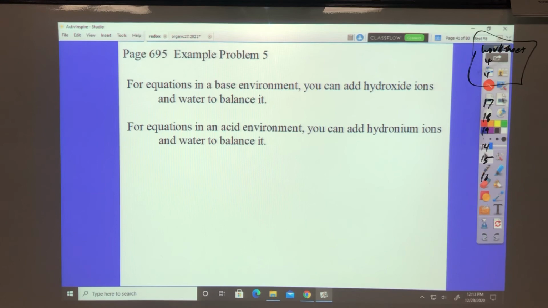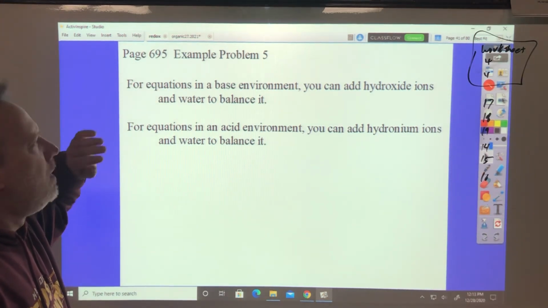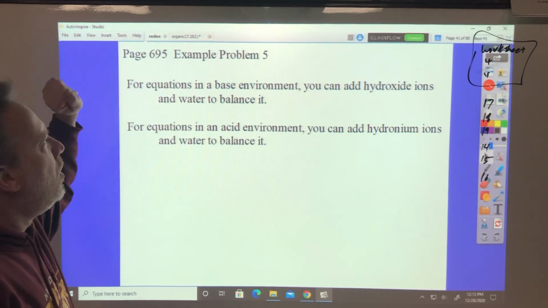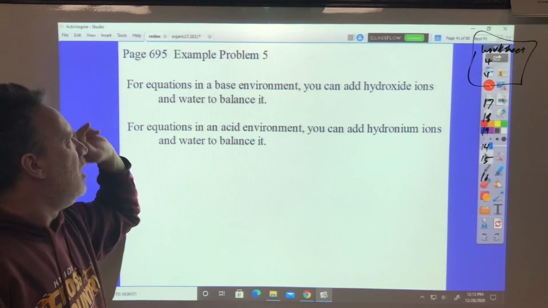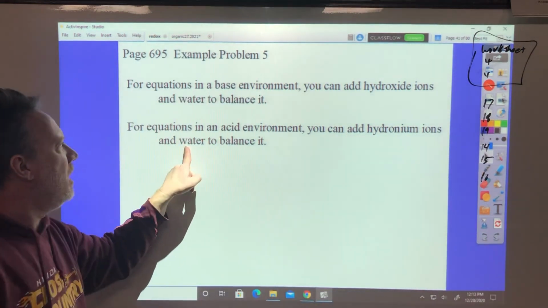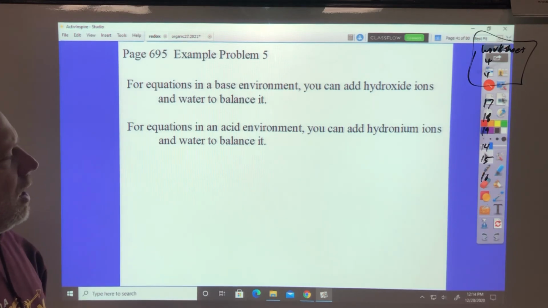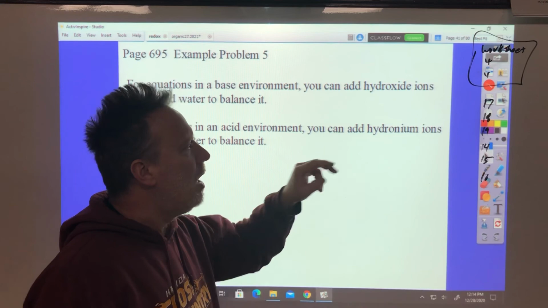And we're going to walk through page 695, example problem 5. And these, if you work in a base environment, you can add hydroxide and water. If you work in an acid environment, you can add hydronium ions and water. I'm going to change hydronium ions to hydrogen ions.